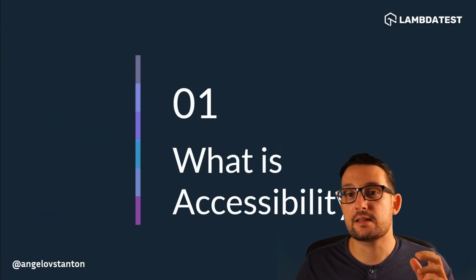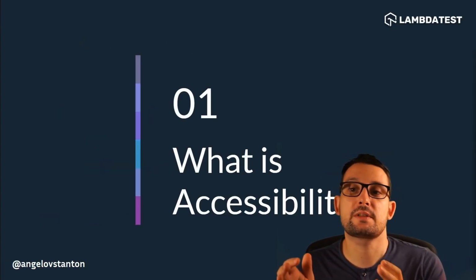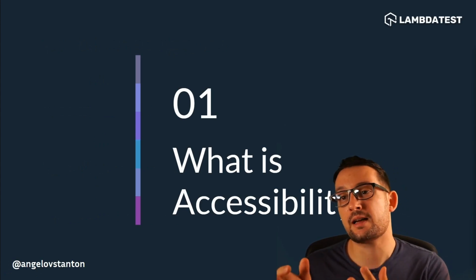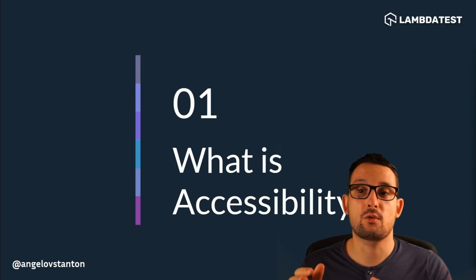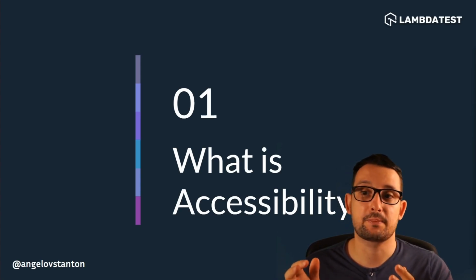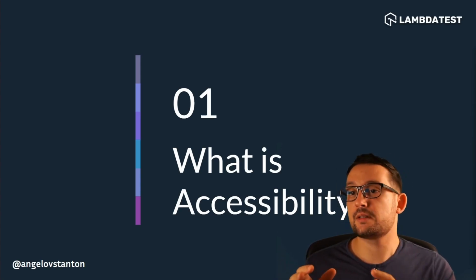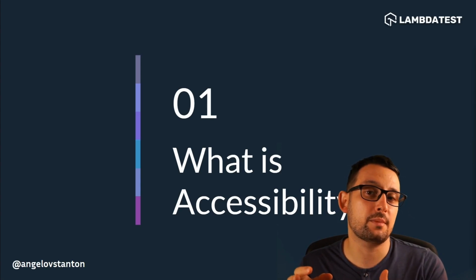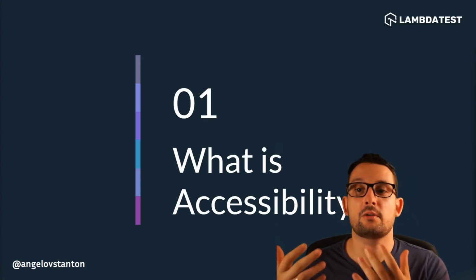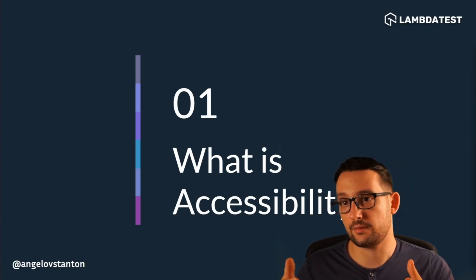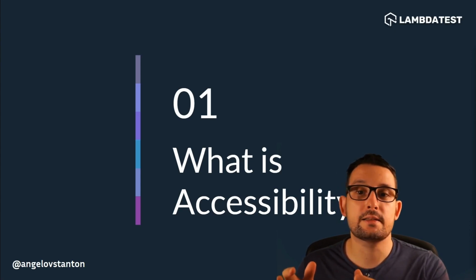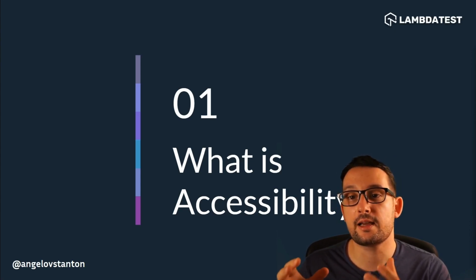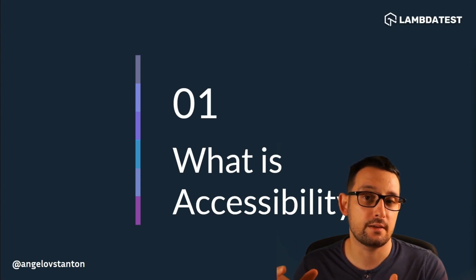First, what is accessibility? In simple terms, it's ensuring that our website and applications are usable for all individuals, including those with disabilities. This involves considering people with various impairments, whether visual, auditory, motor, or cognitive. The idea is to remove barriers that may prevent these users from fully engaging with digital content.